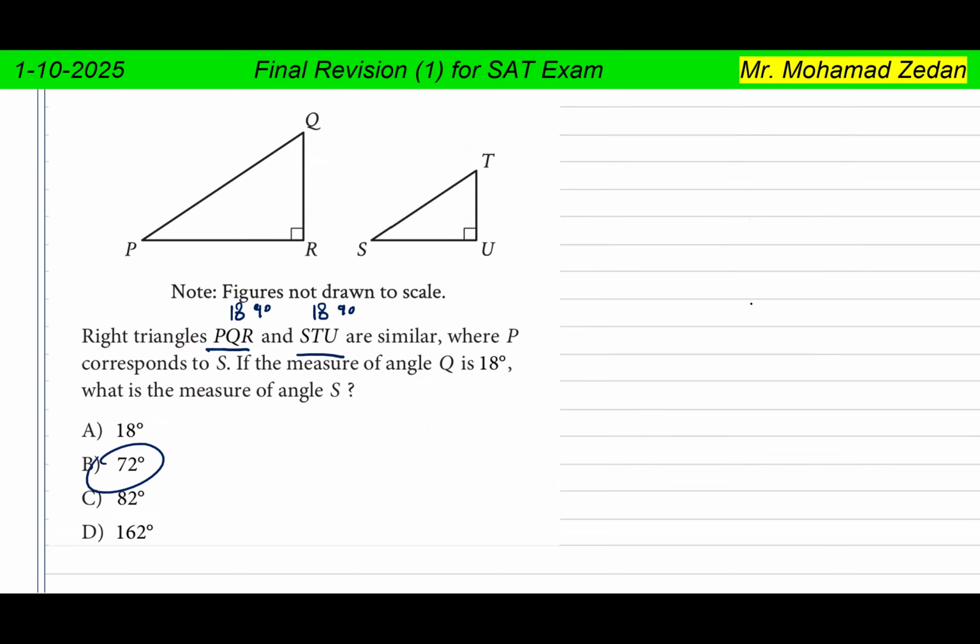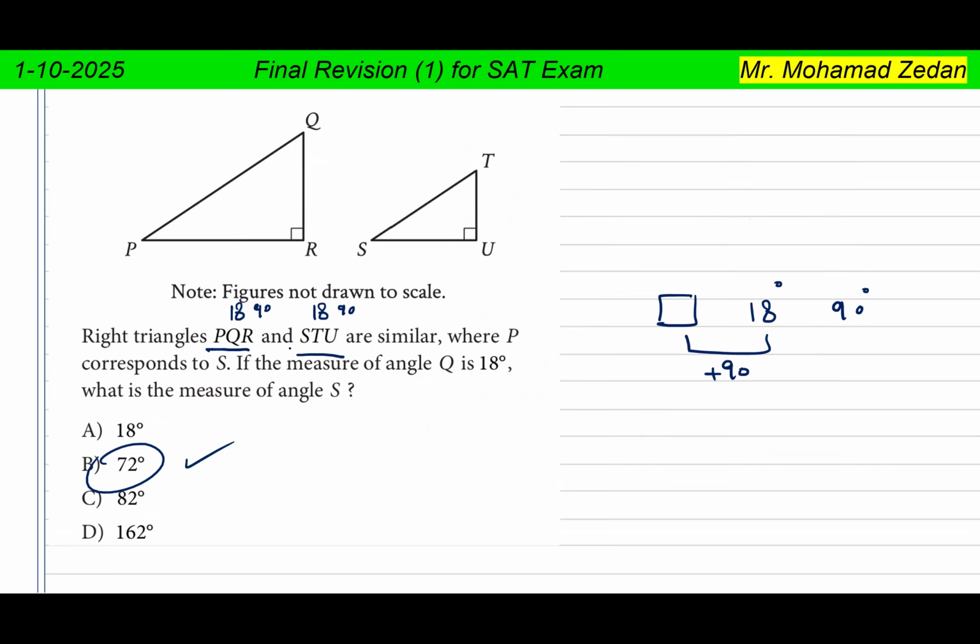If you imagine I have 18 and 90, two angles in a triangle, and ask you about the third one, these two angles already, complementary, the sum is 90. So this one is actually 90 minus 18, which is 72.